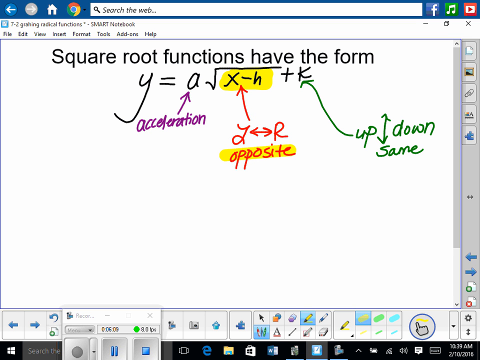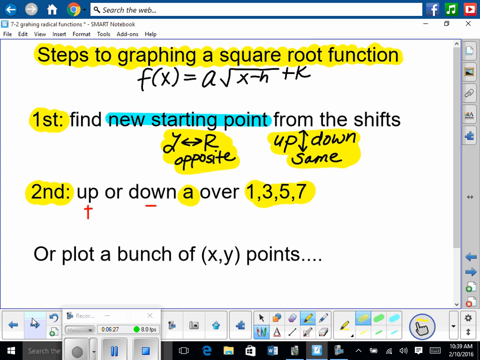Now look, isn't the plus k added on the outside of the function? So that's your shift up and down, and your sign stays the same. So if this said plus 3, we would shift it up 3. You've got to get that down. It works the same for all functions. Are we ready to graph these? Yes. Okay. Take a picture of this if you'd like it.